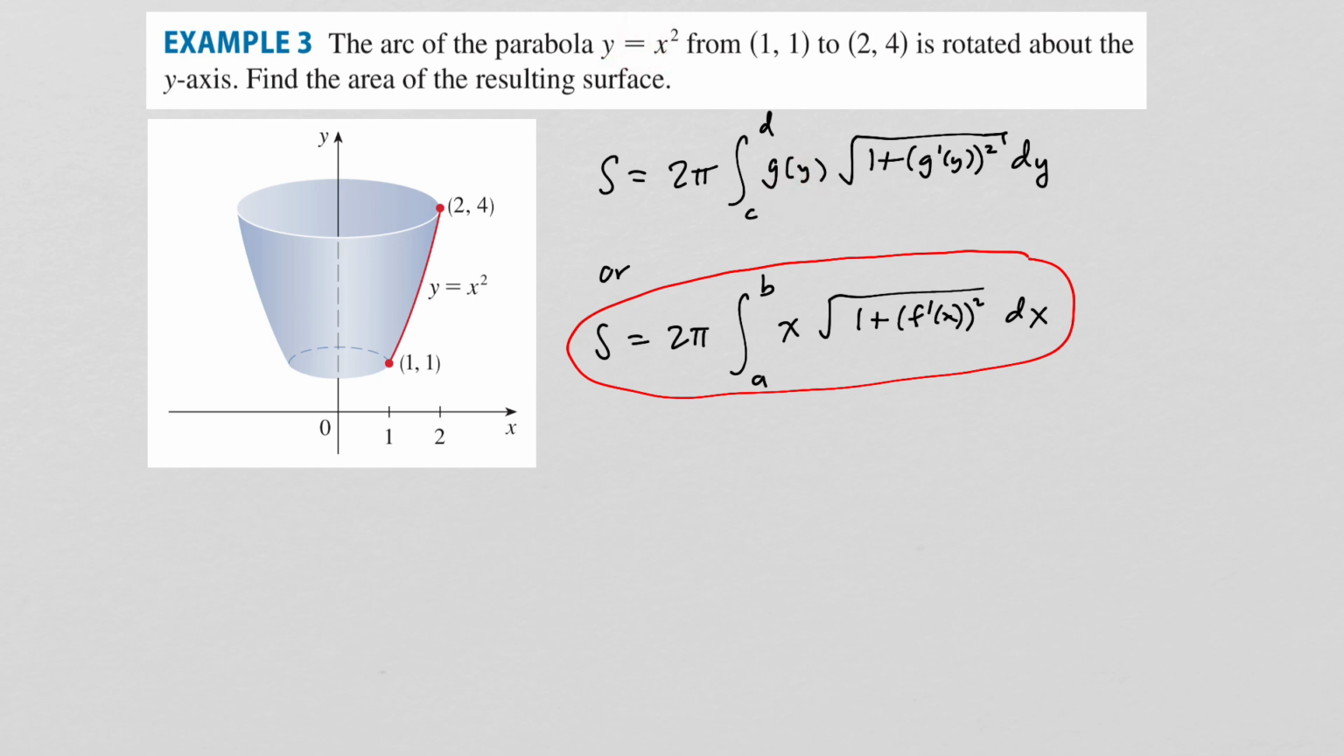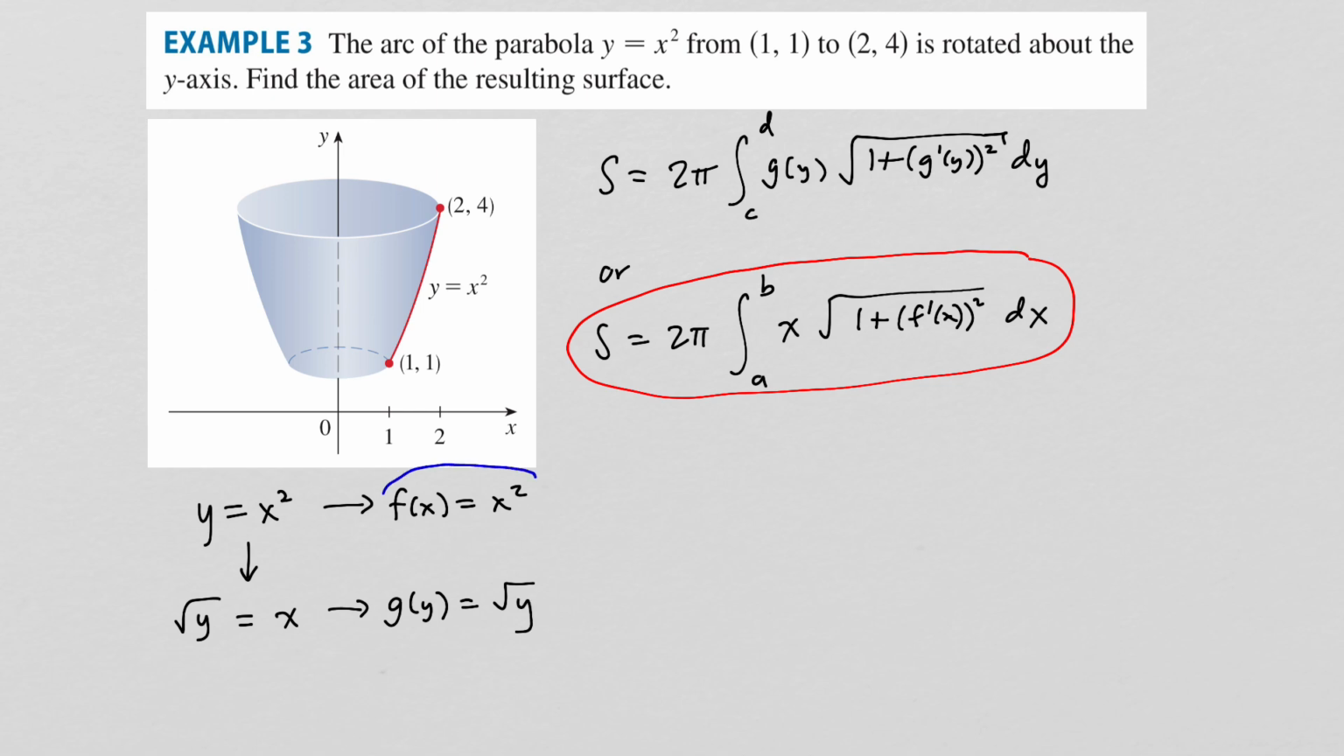Okay? So when we have y equals x squared, that's the same thing as saying f of x is equal to x squared. If you solve it for x, you get the square root of y is equal to x. And that's the same thing as saying g of y is equal to the square root of y, okay?